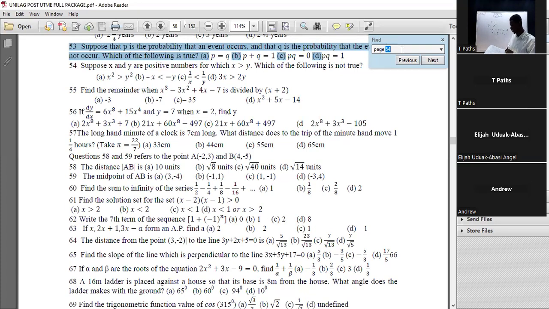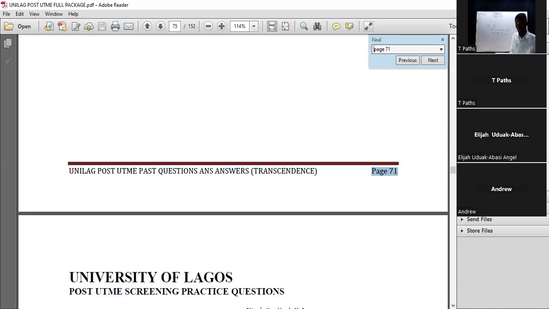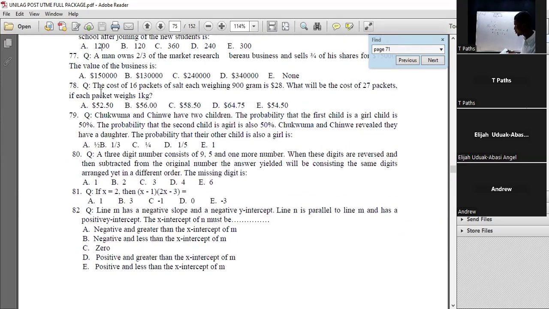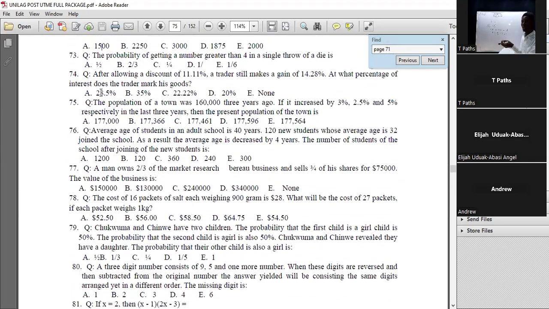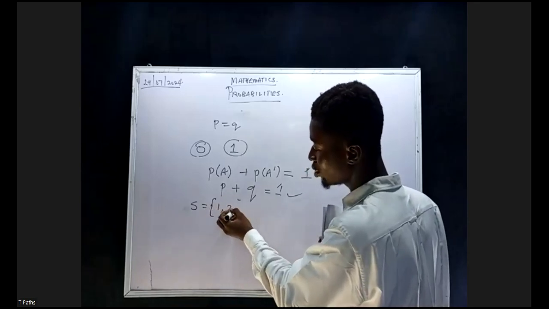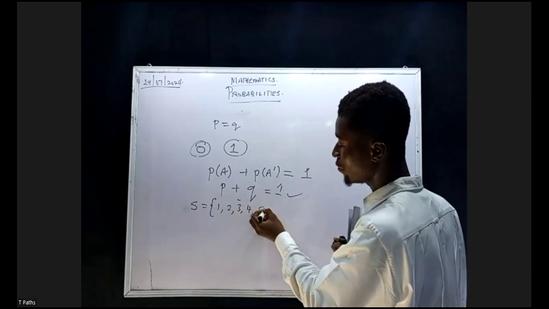Let's open to page 71, question number 73. The probability of getting a number greater than 4 in a single throw of a die. Now, in a single throw of a die, what is the total number of samples? Let's talk about the sample space. The sample space in this case is the total number of possible outcomes, right? So if you throw it, you either get 1, 2, 3, 4, 5, 6.